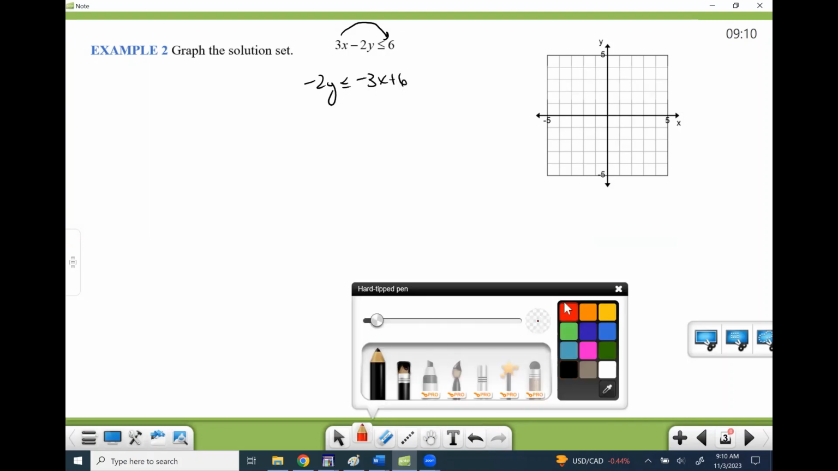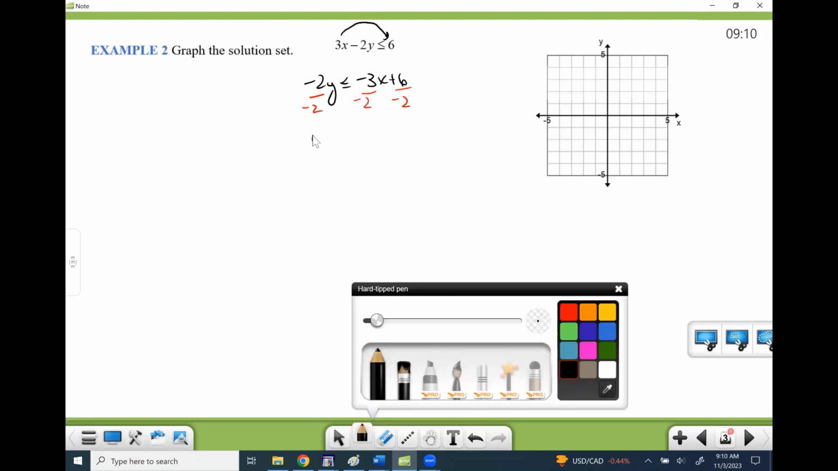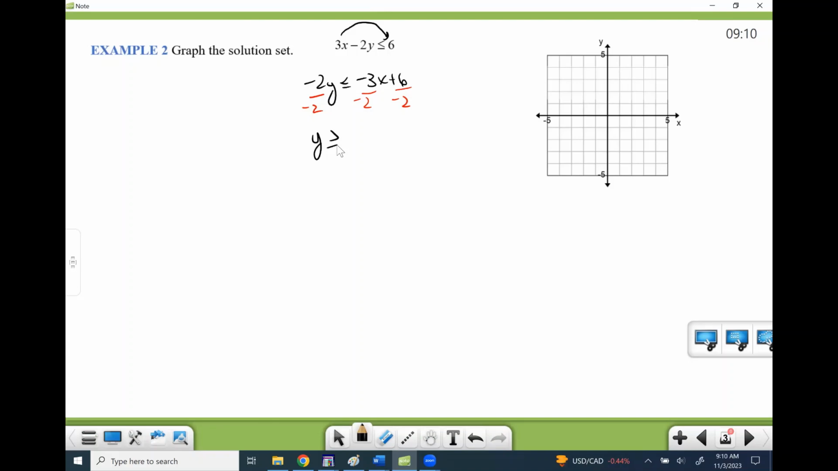And then we'll divide by a negative. Now remember, dividing by a negative with inequalities means that you have to flip the sign. So we're going to make this a greater than or equal to. Then two negatives are going to make this a positive, and a positive divided by a negative is a negative. So our y-intercept is going to be 0, -3.